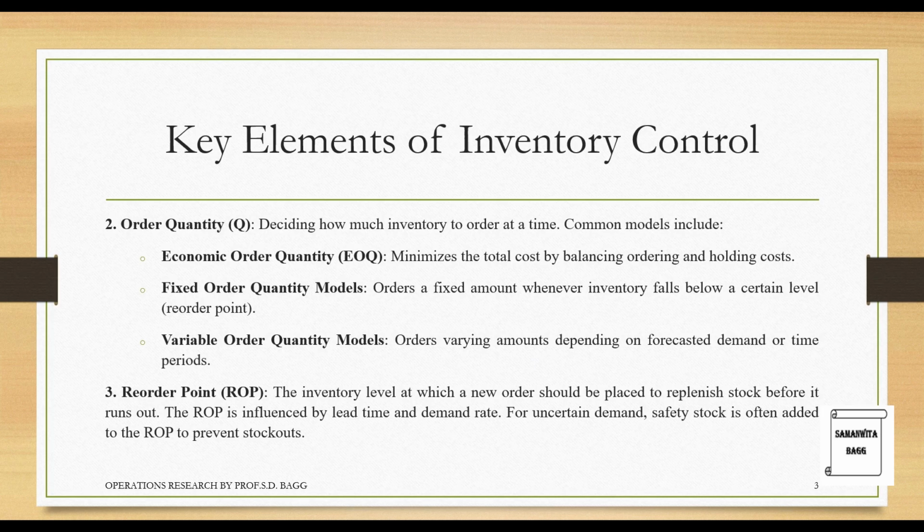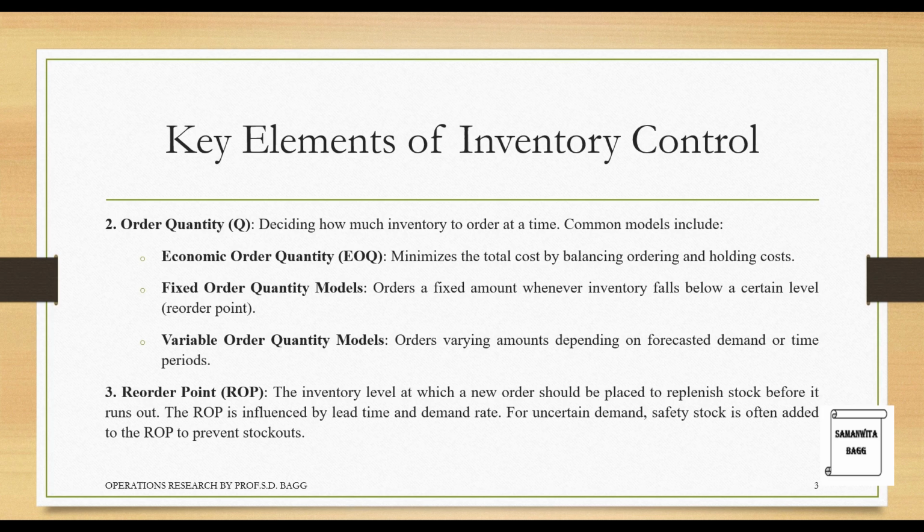Variable order quantity models orders varying amounts depending on forecasted demand or time periods. So this is a type of model where you will be ordering various amounts, and this will depend on what is your forecasted demand and what is the time period in which you're going to order, because here you will have products which may be sold in a variation based on season or maybe some kind of festival. So this is called as variable order quantity models.